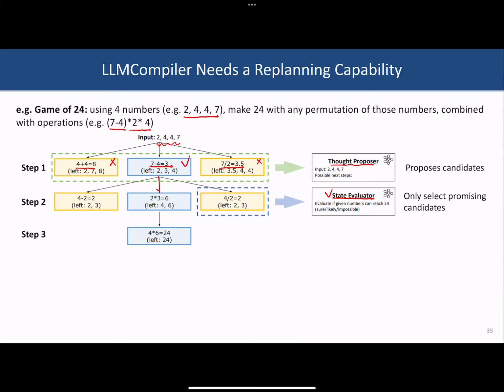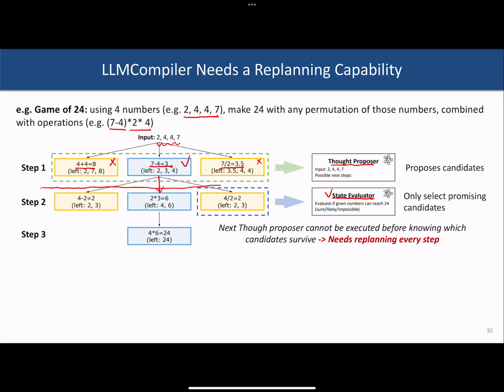And then it moves on to the next iteration of thought proposal and state evaluator. So in this case, we see that there is a clear boundary where you cannot replan ahead. Because the thought proposal of the second step depends on what has survived and what has been pruned out from the first step, you cannot replan beyond this boundary of step 1 and step 2. So that's how replanning can chime into this framework.